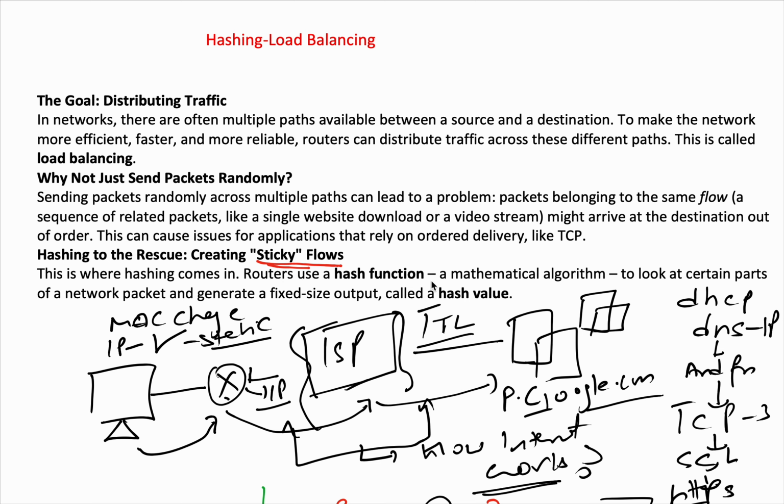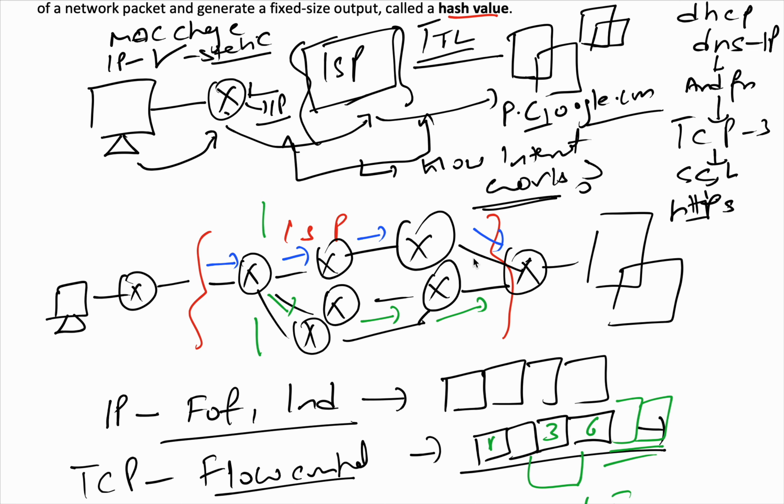Routers use a hash function, a mathematical algorithm, to look at certain parts of a network packet and generate a fixed size output called a hash value. This may be the same kind of algorithm that you use in security, IPsec, SSL, all of that, for identity or integrity. But for this one, you use it for routing purposes, to make sure the packets arrive in order. Okay. Now, if this is clear, let me rub this off and then we'll talk about the next part.